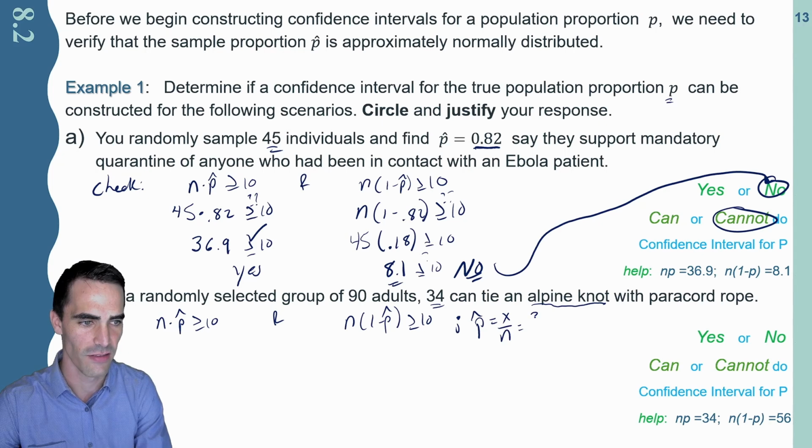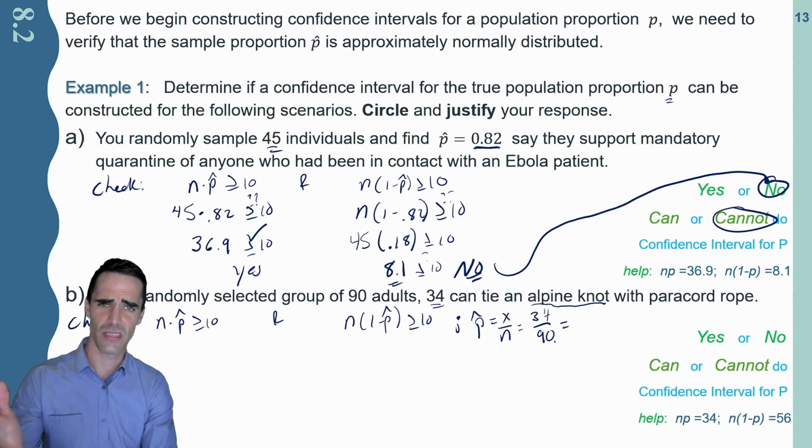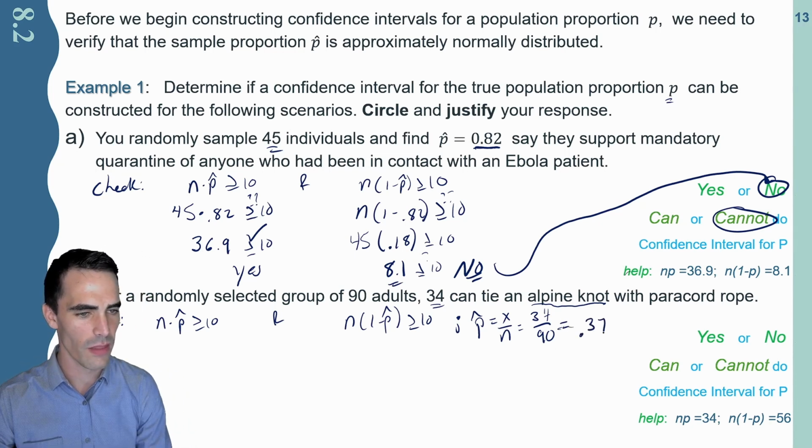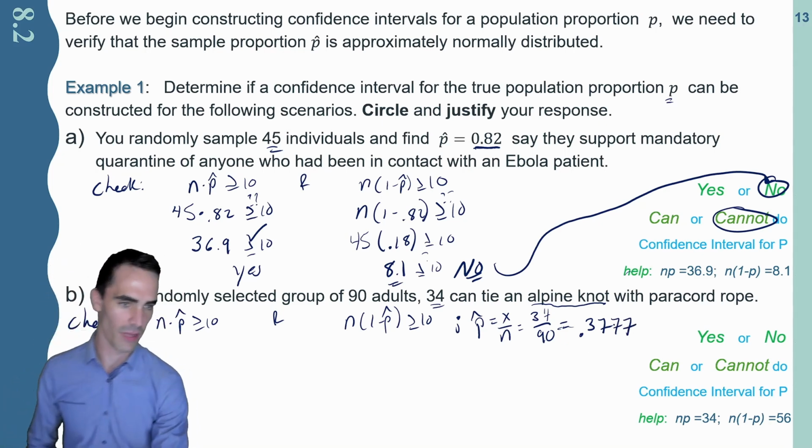In this case, that is 34 people doing what we want them to do, divided by 90. We can do this as a proportion here pretty quickly. That should be 0.3, and then a lot of sevens repeating. I'll just write 3 sevens to meet 4 decimal places.